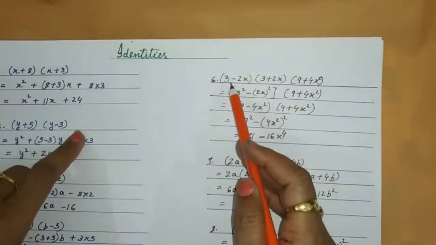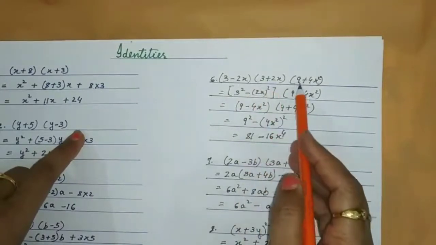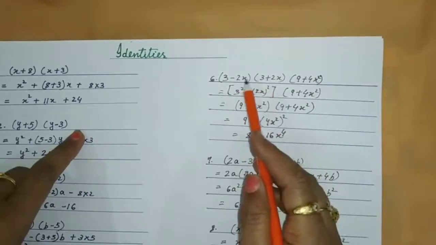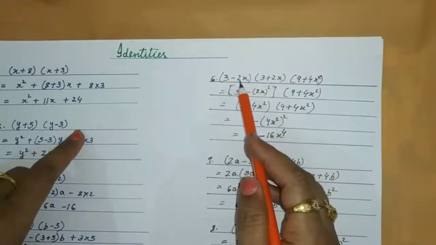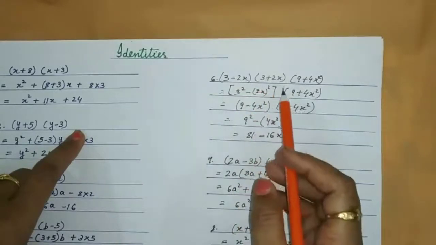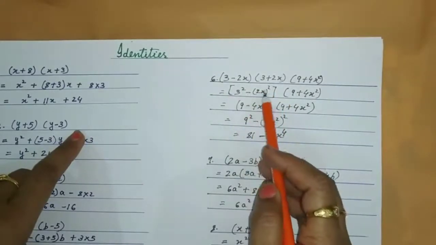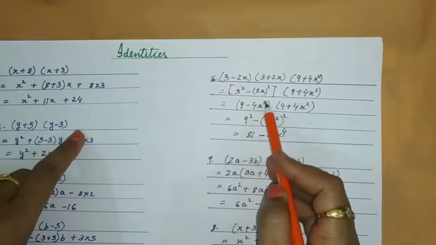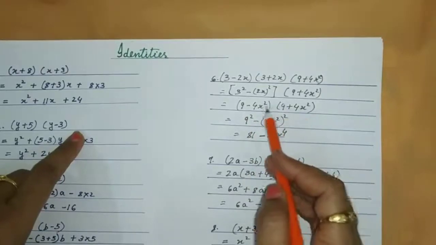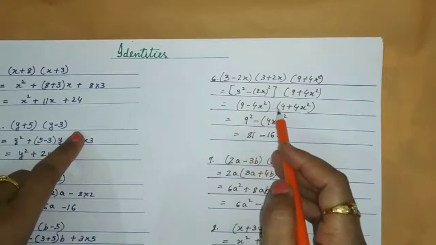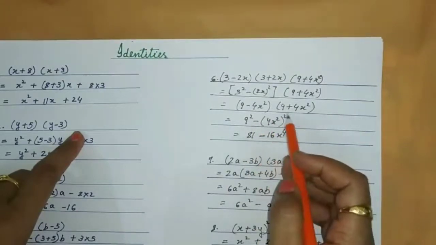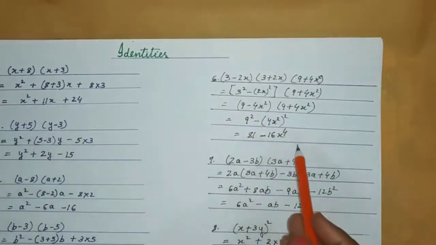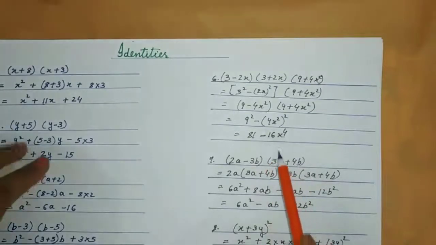Next, (3 - 2x)(3 + 2x)(9 + 4x²). So we solve it stepwise. These two are in the formula (x + y)(x - y), that is x² - y². So 3² - (2x)², we write this as it is. We come to (9 - 4x²)(9 + 4x²). Again it is in the form (x - y)(x + y), that is x² - y². So 9² - (4x²)² is 81 - 16x⁴.